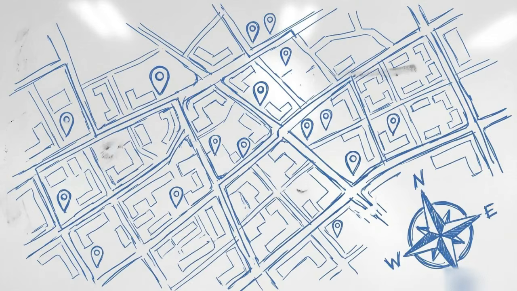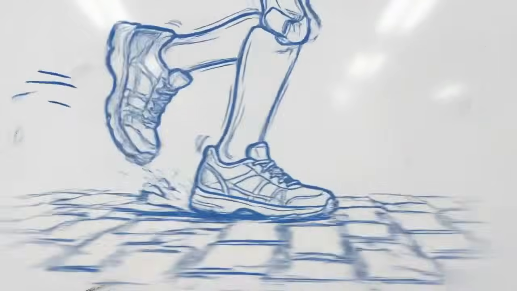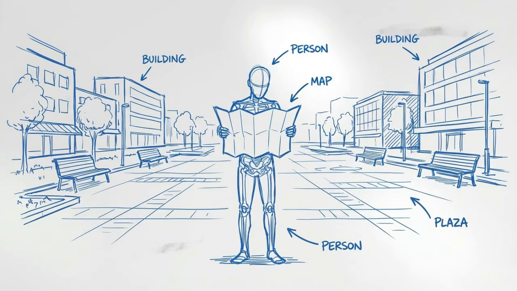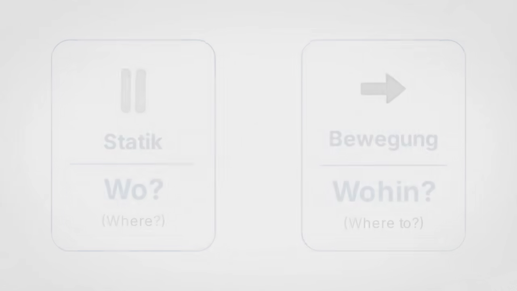Before we build a sentence, we have to establish the foundational rule of German location grammar. You must mentally separate the act of standing still from the act of moving from point A to point B. First, there is static, or a static state. This answers the question, wo? Where am I? Think of this as standing still inside a supermarket. You are already there. Look at this diagram.